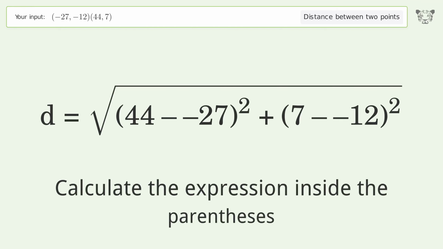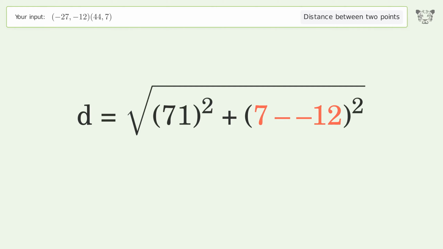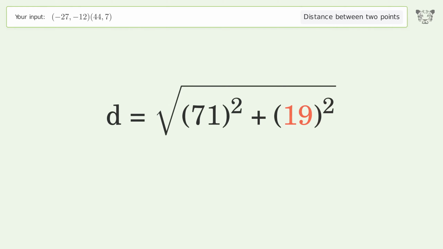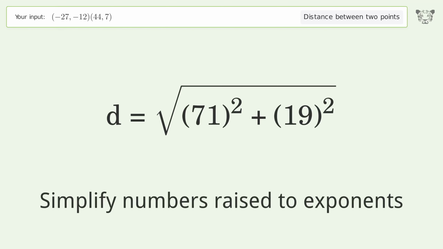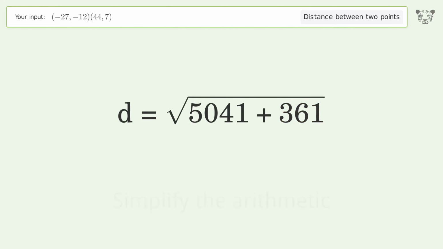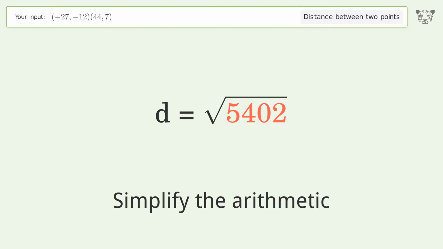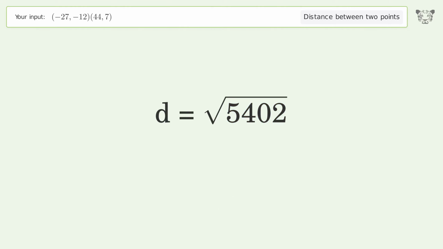Calculate the expression inside the parentheses. Simplify numbers raised to exponents. Simplify the arithmetic. And so the distance between the 2 points is the square root of 5,402, or 73.498.